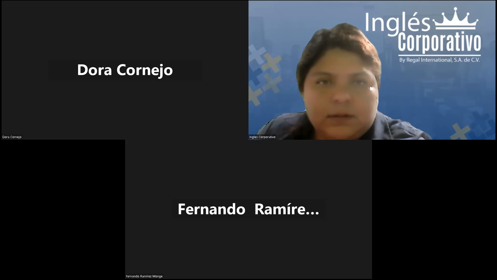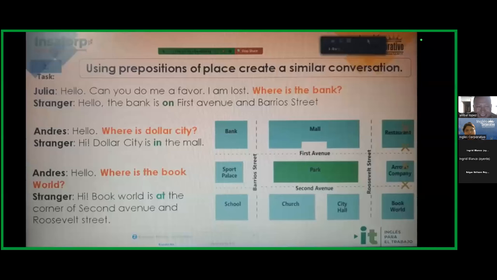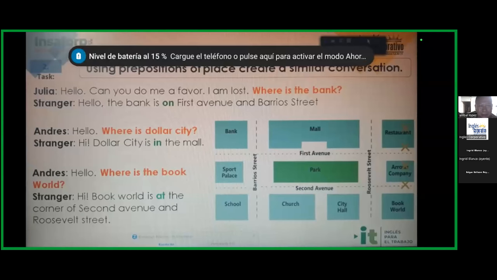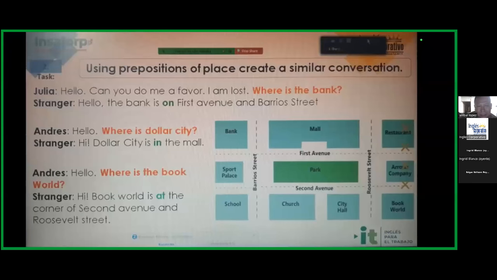Hello, Carmen. Where is the bookworm? ¿Qué les pasó? ¿No se perdieron? Dígame. Vamos a ver. No sé, como Andrea me pregunta, hello, where is Bull? Yo tengo que preguntar, hi, school, pero como le digo, me he perdido. Vaya, va a utilizar las preposiciones, lo que hemos visto.